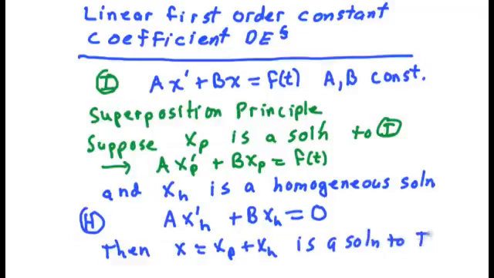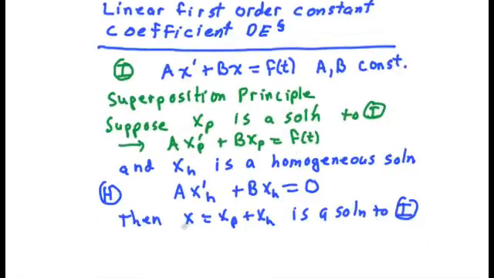Why is it called the superposition principle? Because I've superpositioned xp and xh. That is, I've added them together. And this says if I start with a solution to I and I add a homogeneous solution, I still have a solution to I. Let's prove this. So in order to prove it, we have to substitute x back into I and see that the equation holds. That is to say, we want to know that ax prime plus bx equals f. Well, I don't know that yet, so I'll put a question mark over the equal sign.